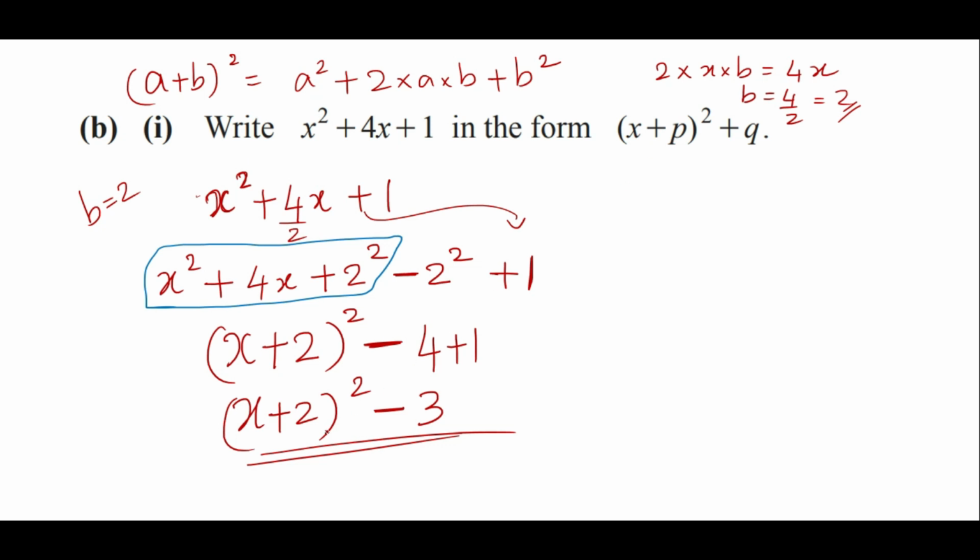Now this form is apt. This is x plus p the whole square minus 3. So you can say p here is taking the value 2 and q is taking the value minus 3.